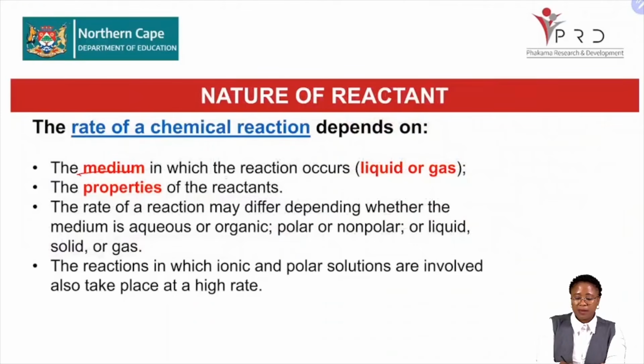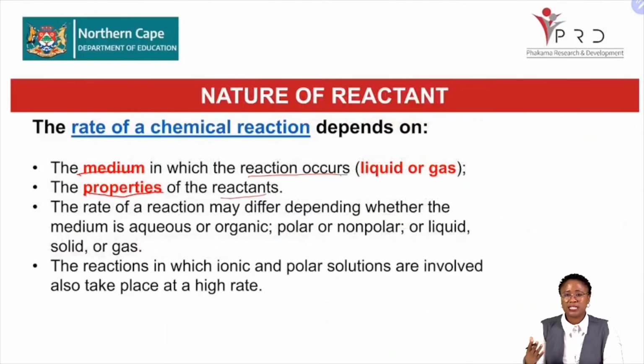So the medium in which the reaction occurs, as I've said, liquid, gas, solid, all the different states of matter, as well as the properties of the reactants. What are the different properties of the reactants? Does that mean that this particular substance reacts faster when it gets heat? Does it react faster when it gets cold? Does it react faster when it's a liquid, when it's a gas, when it's polar, or when it's non-polar? So the properties of the reactants are also important.